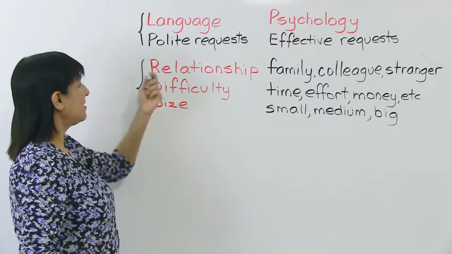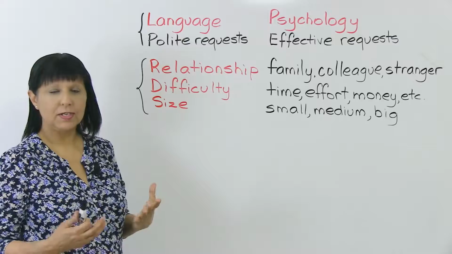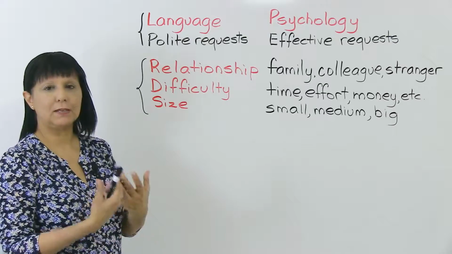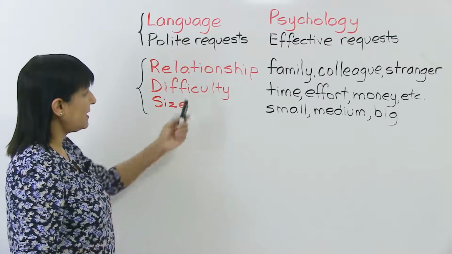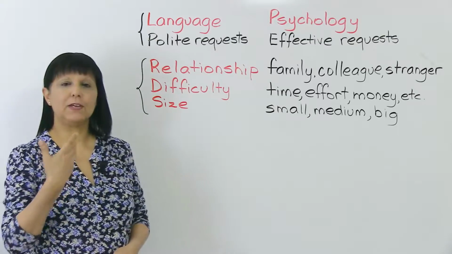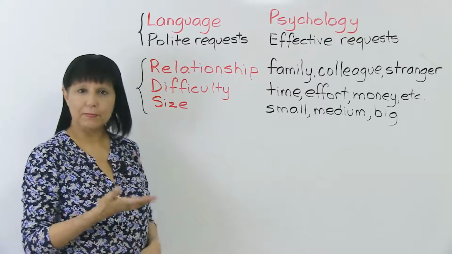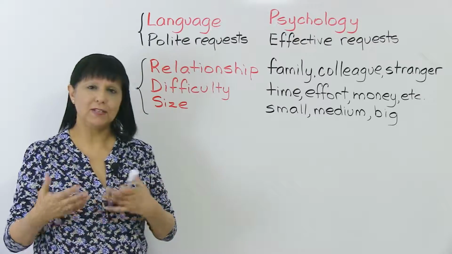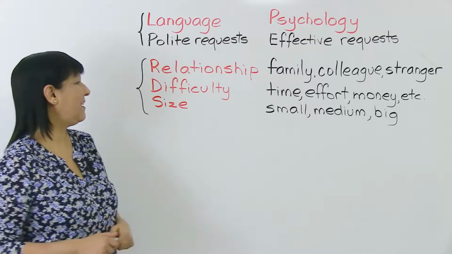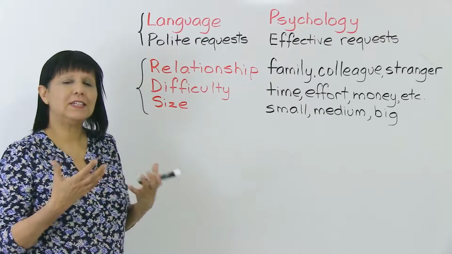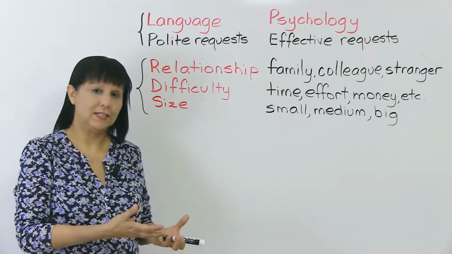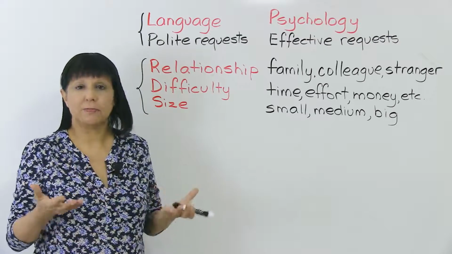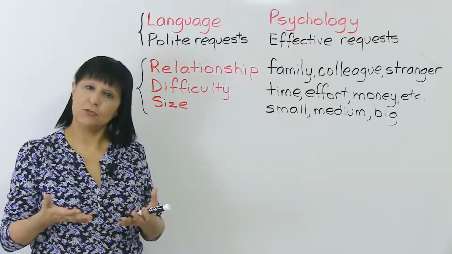Now, when we start to talk about the language, you should know that there are three factors that determine what language we use to make a polite request. The first one is, what is the relationship of the person that you're asking? Okay? Is it a family member? Is it a colleague? Or is it a stranger? Okay? Because obviously we speak differently to these different people, right? Okay. Next, what is the difficulty, okay, of the request? Are you asking for a lot of the person's time or effort or money or something else? How hard is it for that person to do that for you?